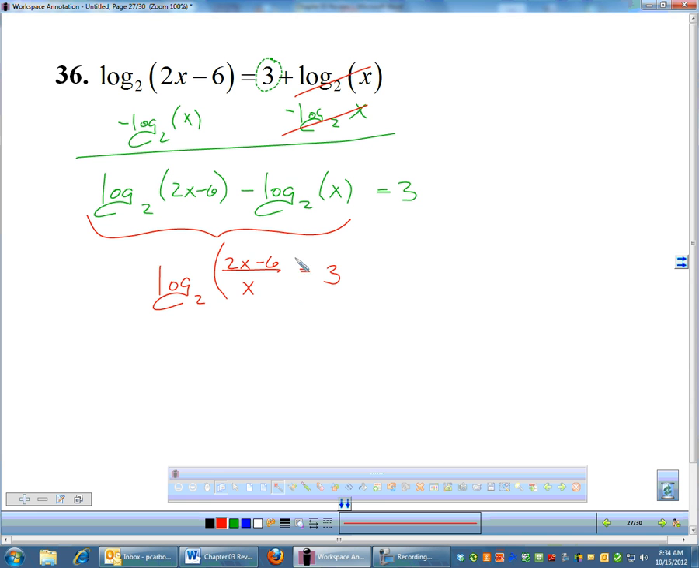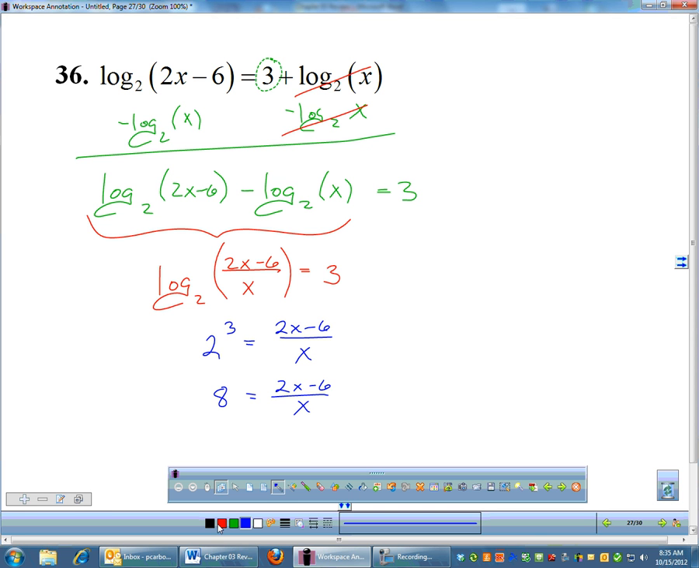And then to solve this equation, we're going to take it out of log form. This is what I was doing at the very beginning of this review a long time ago. So I'm going to write this as 2 to the third power is equal to (2x minus 6) all over x. And now I'm going to solve this with algebra. 2 cubed is 8.